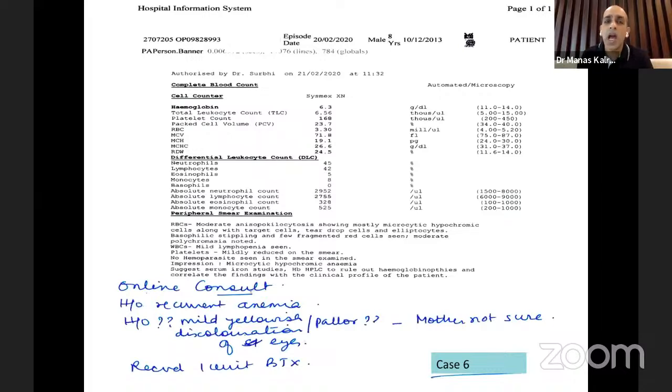So I'll show you another case, again highlighting what the CBC can tell you. This is an online consult. The child has recurrent anemia, looks mildly yellowish, and has received one blood transfusion. Now in this case, the MCV is low, 71. RDW is high, 24. The RBC count here is 3.3. You'll again think, oh, this is iron deficiency anemia, a similar kind of picture. But in this child, the peripheral smear shows some target cells, teardrop cells, elliptocytes, basophilic stippling, and a few fragmented red cells. So that means there is something more going on in this particular patient.